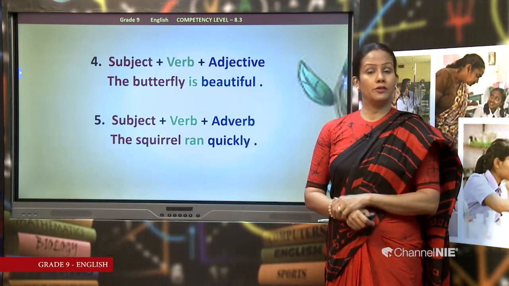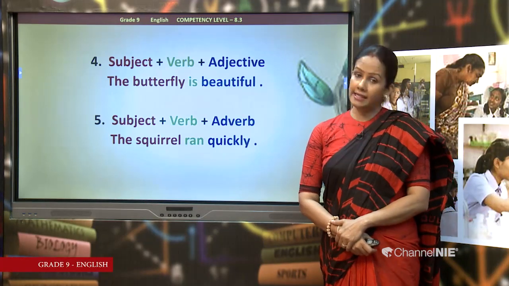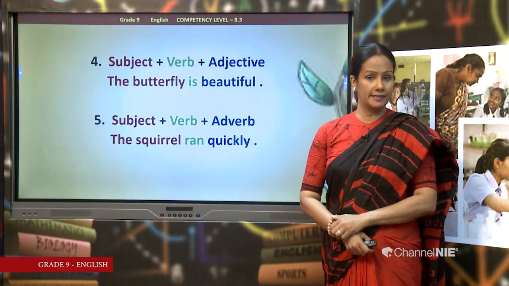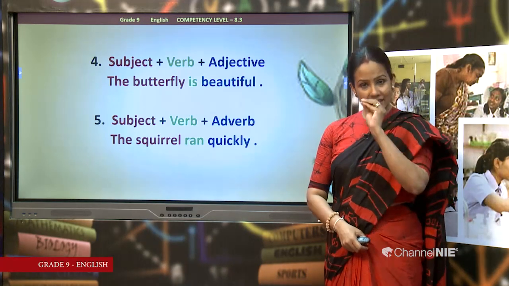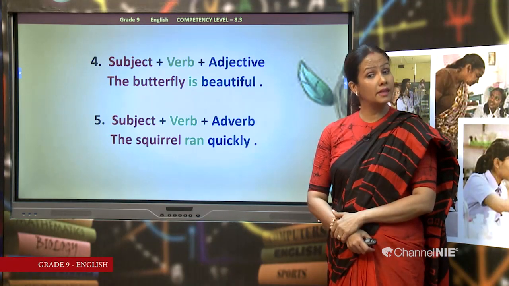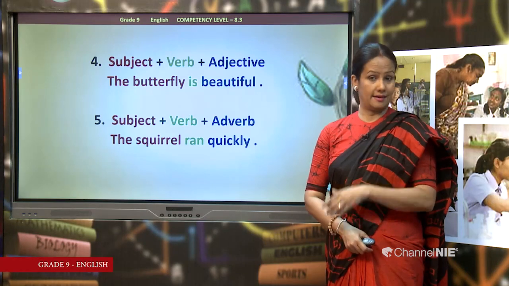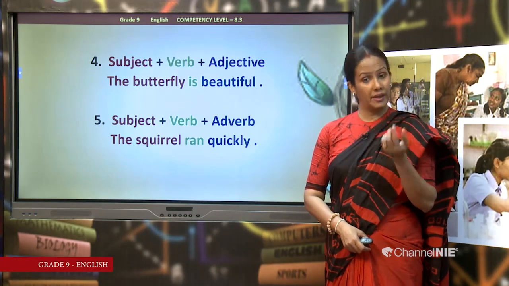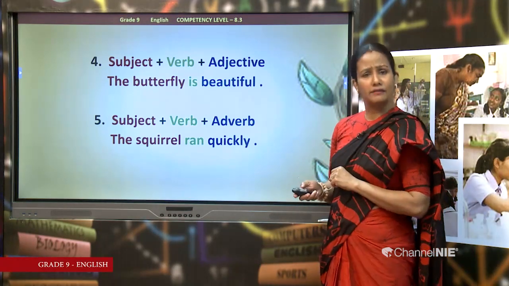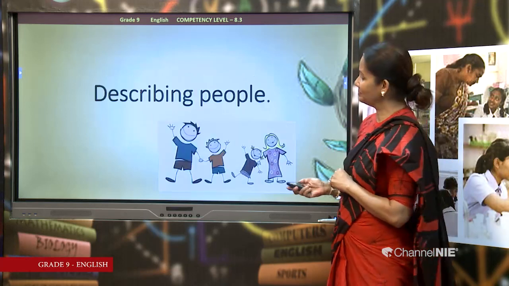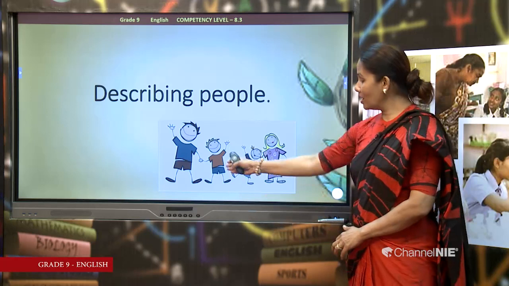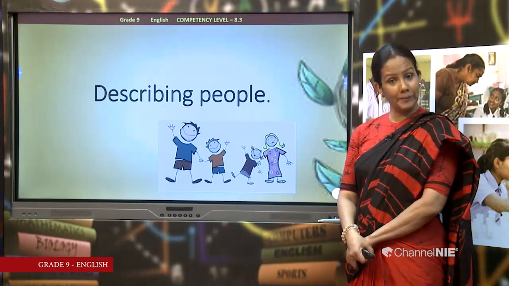Likewise, we have to use some of these sentence patterns in our original lesson or the original competency. That is, using simple sentences, now we are going to describe some things. What are those things? Animals, people and objects. So, first we will see what we are going to learn. Can you see the picture? Who are these? They are people.